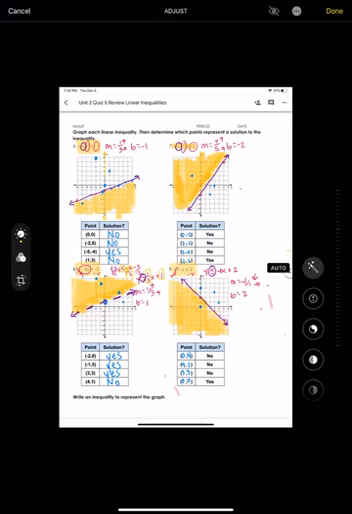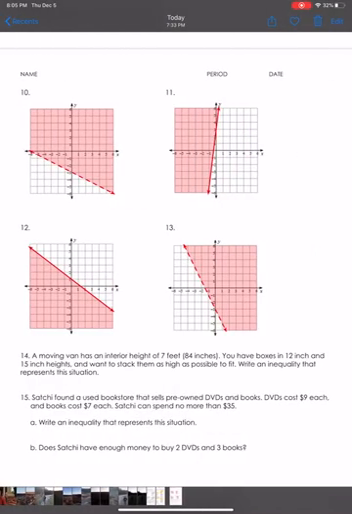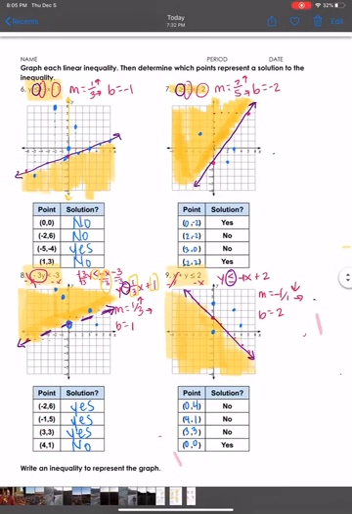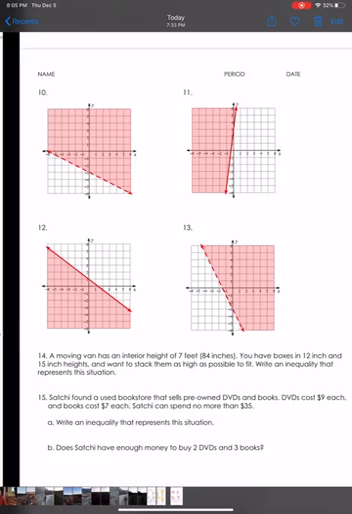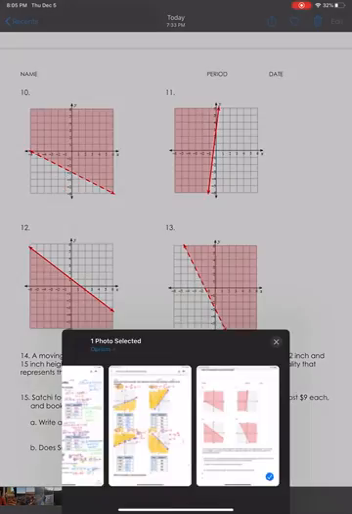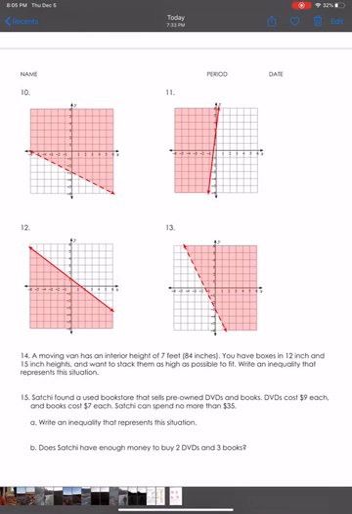There's one more page. So I'm going to scoot over here. For these ones, the directions are kind of hidden. I think they got put over here. We're going to write an inequality to represent the graph. So we're doing the exact opposite of what we just did. This time I'm going to look at the graph and I'm going to come up with an inequality that will work.